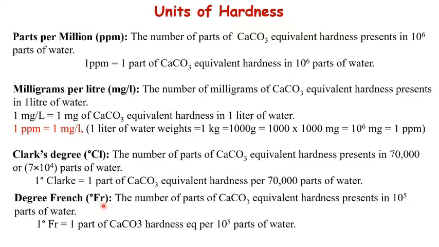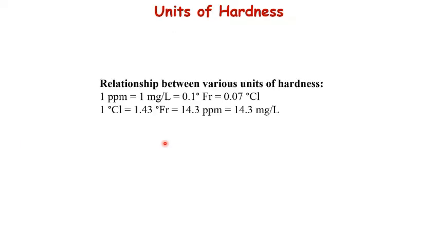The next is degree French. It is represented as degree French, the number of parts of calcium carbonate equivalent hardness in 10 raised to the power 5 parts of water. So in degree French it is 10 raised to the power 5 parts, but in ppm it is 10 raised to the power 6 parts. So 1 degree French is equal to 1 part of calcium carbonate equivalent hardness per 10 raised to the power 5 parts of water. And all these units can be correlated in this formula.